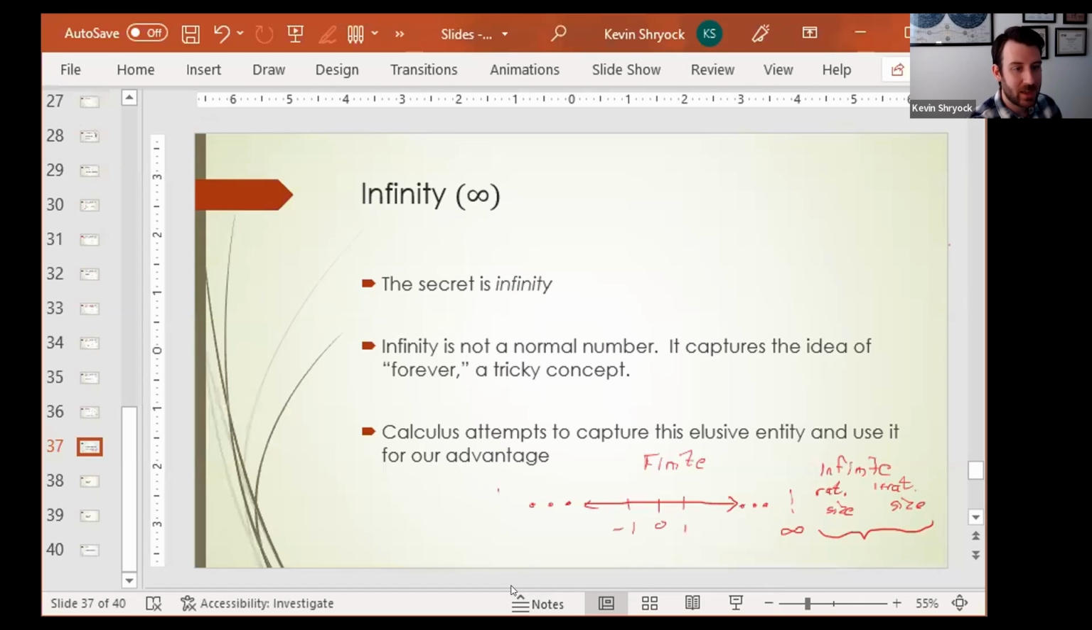If we want, we can think of a negative infinity down here. That's totally fine as well. And again, beyond that, you've just got the negative infinite. Okay. So that's why we can't do infinity plus 1. It doesn't exist on the number line.